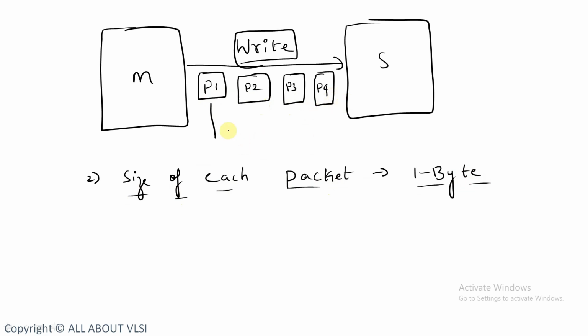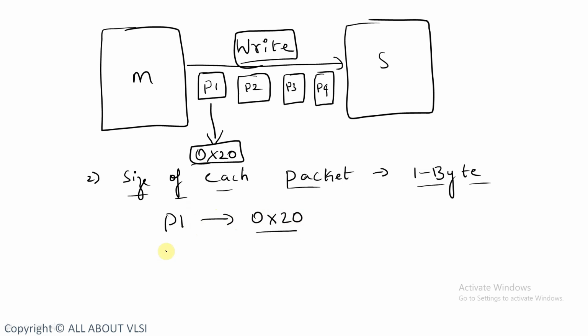Now, how is the master going to send the packets to the slave? First, it is going to associate an address with packet P1. This address will be completely random and not dependent upon any previous addresses. Let's say this address is 20. So the packet P1 address is 20.